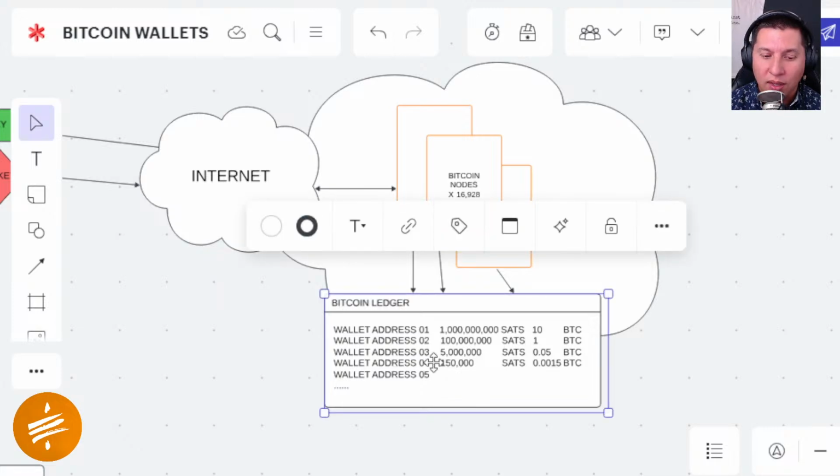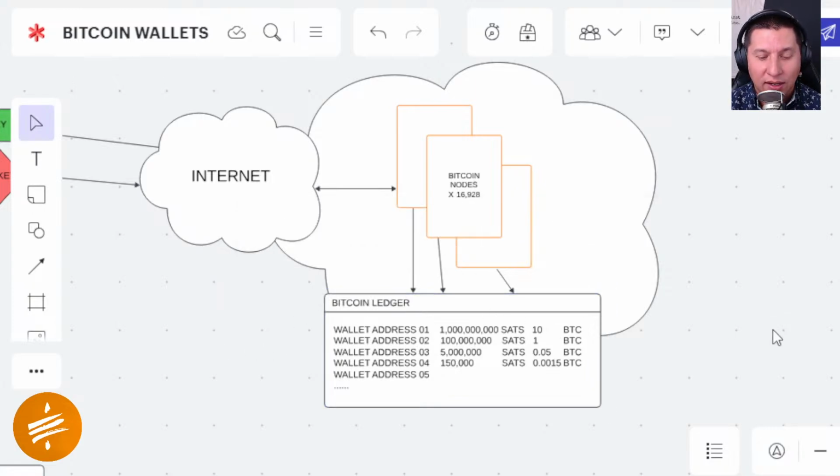Now each wallet has a public key and a private key. The public key is used to receive Bitcoin, and you can make other public keys that are derived from your main public key. Think of a public key as an incoming routing number, if you're thinking about it in traditional banking system style. It's only used for incoming transactions.